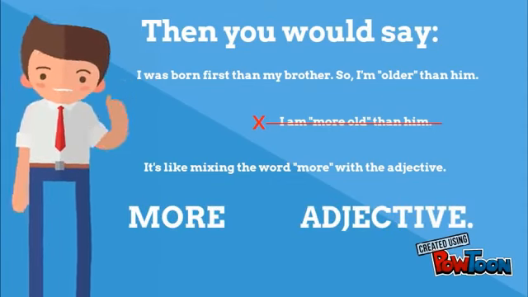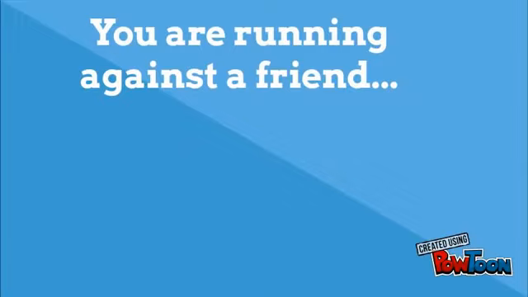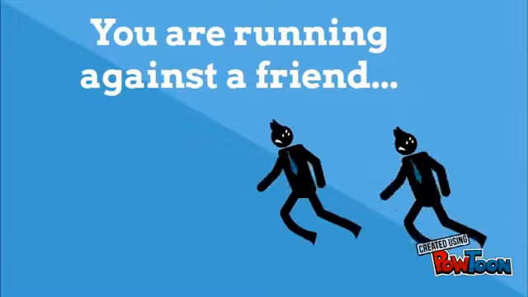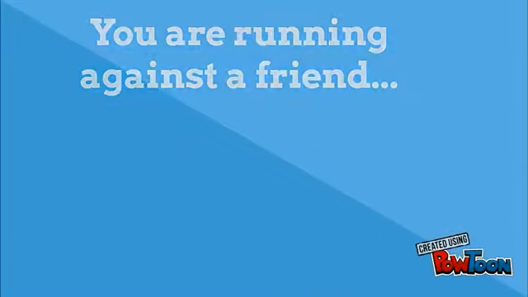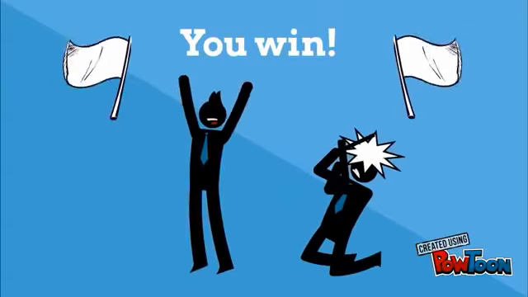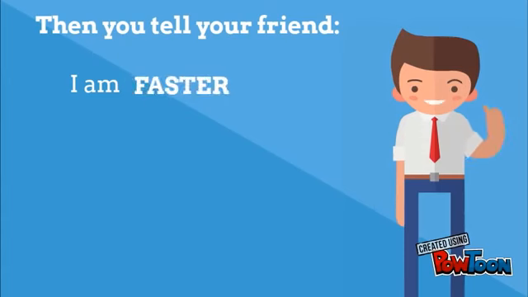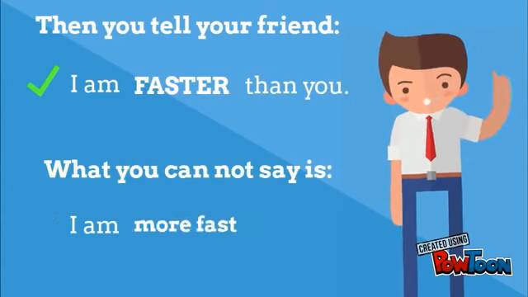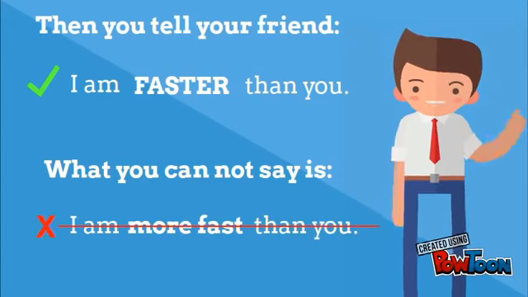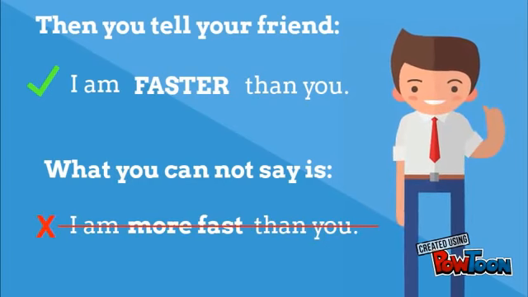Let's make an example. Guess you're running against a friend, only the two of you. And then you win. So what would you say to your friend? Then you tell your friend, I am faster than you, which is correct. What you cannot say is, I am more fast than you. This is not right. Well, moving on.